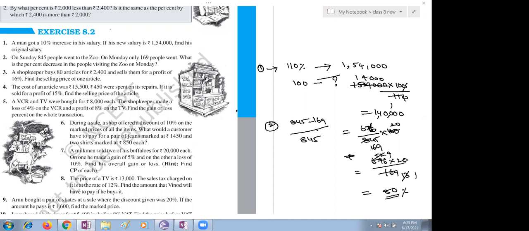Ma'am, will you start simple and compound interest today? Yes, we can go. So these are very basic questions, but these are also very important. We'll just complete this, then we'll go with that.